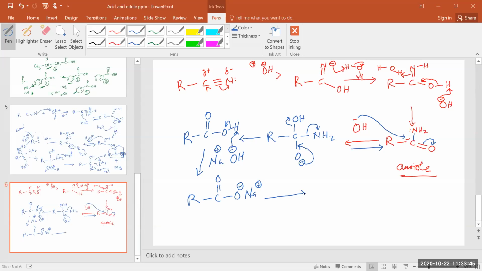And when you do acid workup, quench the reaction with an acid, it will take the proton and then you get carboxylic acid. Okay, so this is an acid base reaction. So under both conditions, the nitriles can be hydrolyzed to carboxylic acid.